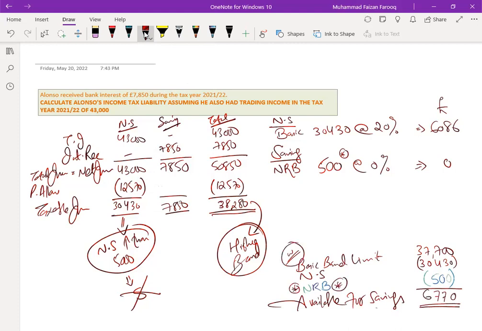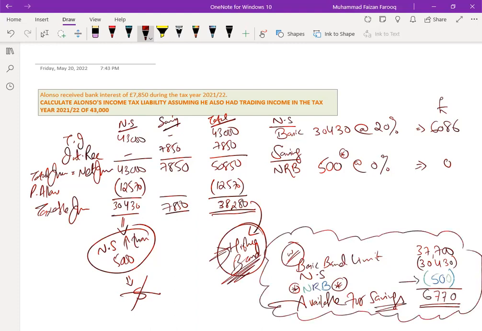Students used to forget this, but you must remember it. To find out how much income will fall in each band, because this guy will go till the higher band, we have to work out how much space is available in basic band, and in this working many students forget to take this 500. It's easy: you know the limit 37,700, deduct these amounts and you will have your available basic band for savings income. So basic band has space available of 6,770 for savings income, which will be taxed at the rate of 20%, which will be how much?